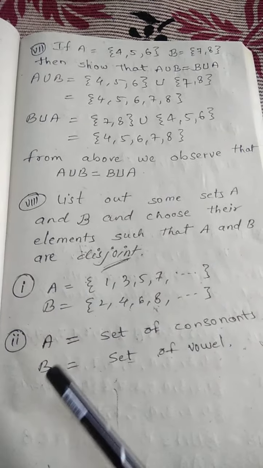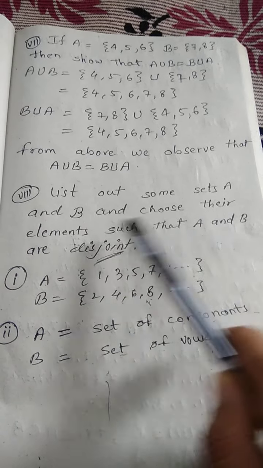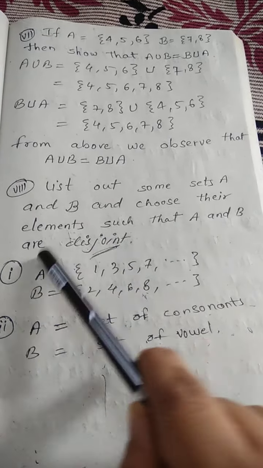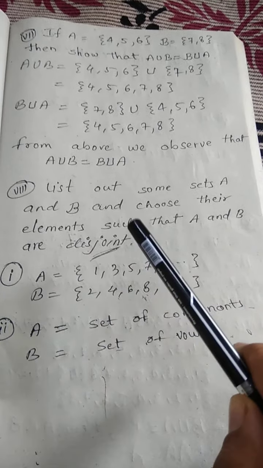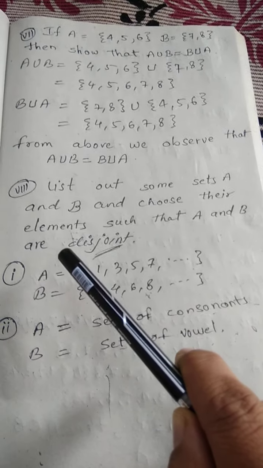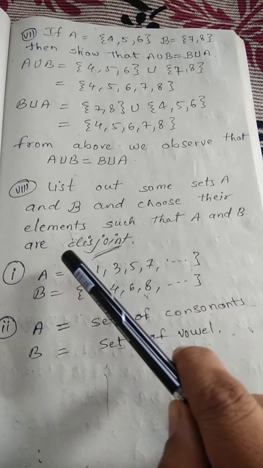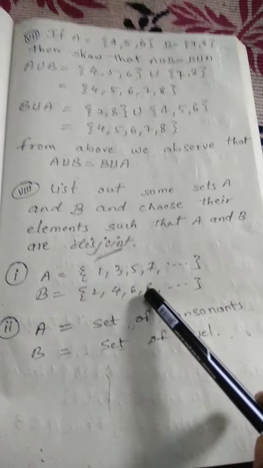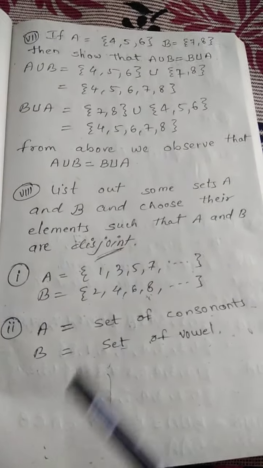Come to the eighth question. List out some sets A and B and choose their elements such that A and B are disjoint. Disjoint sets. Say with me: disjoint. Disjoint means totally different. They are saying to write some examples of disjoint sets. I have written two. You write your own three more.